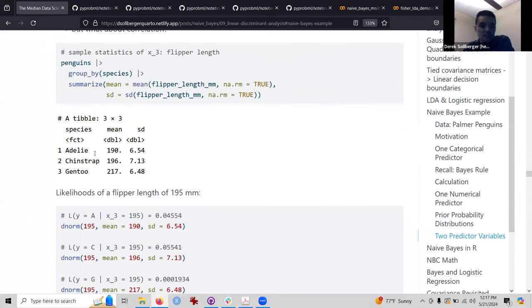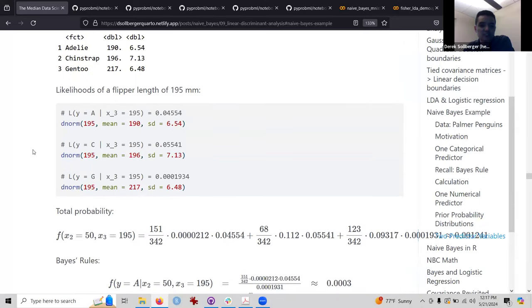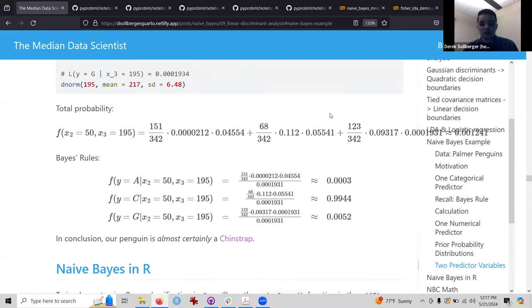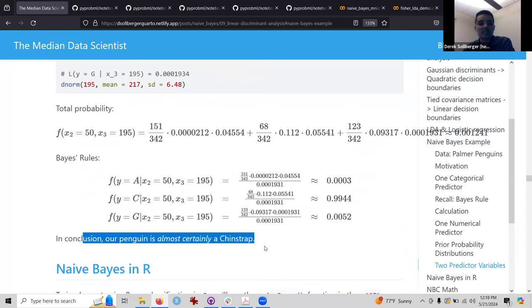Running through the calculations again: prior distributions, likelihoods, the normalizing constant, total probability, and Bayes' rule. With the two numerical predictors, looking at the numbers on the bottom right, we want, one more time, to look at this posterior distribution, look for the classification that received the highest probability, and we could state that in our scenario, we most certainly have a chinstrap penguin.